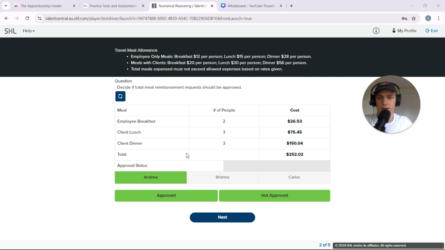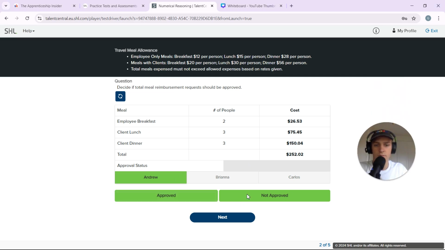Okay, so I look at this. Employee breakfast, you're allowed $12 per person. They've done 2 people for $26, which means their average one was $13 per person, so no, that's going to be not approved. Is that how it works? How do I click it? I'm not sure exactly how I click this thing, to be honest. Not approved. I'll get that out later.